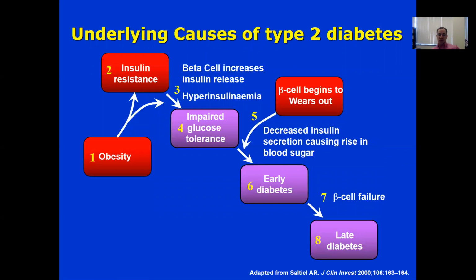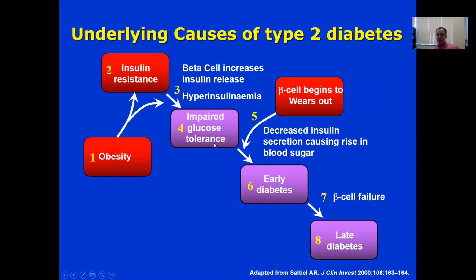So here's a slide that illustrates the underlying cause of type 2 diabetes, summarizing what we talked about. Someone suffering from obesity is going to develop insulin resistance throughout the tissue, and we'll talk more about what that means in lesson number 5. As they become insulin resistant, the beta cells are going to increase insulin release into the blood. That's going to cause hyperinsulinemia, high insulin levels. The idea is to help keep blood sugar at normal levels. However, if left untreated, you're going to have impaired glucose tolerance, which basically means they're going to have prediabetes.